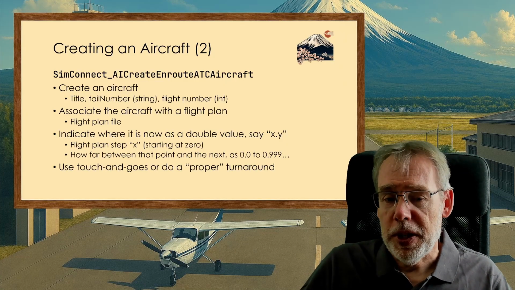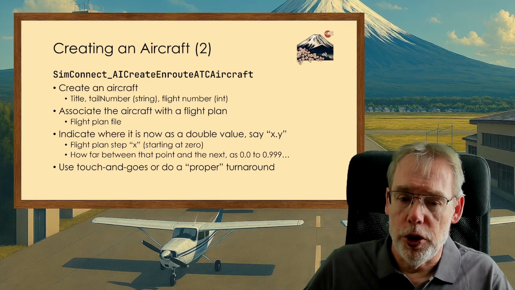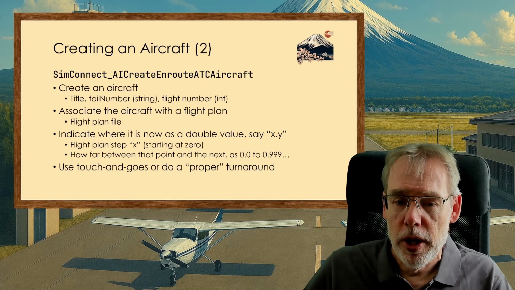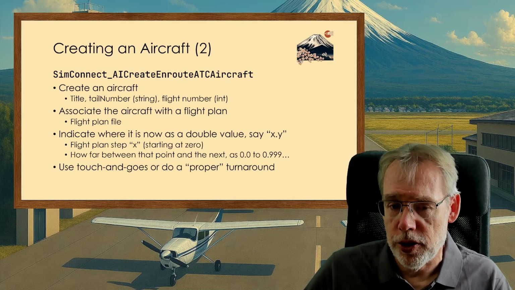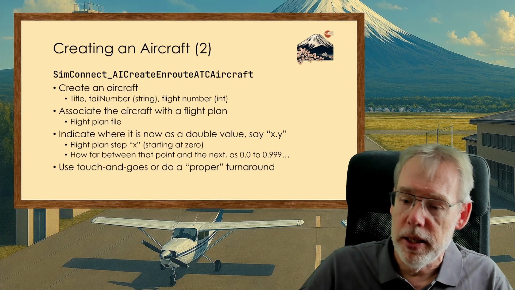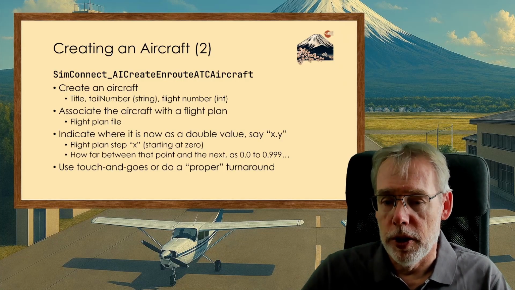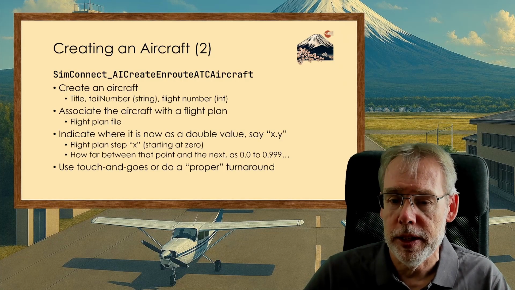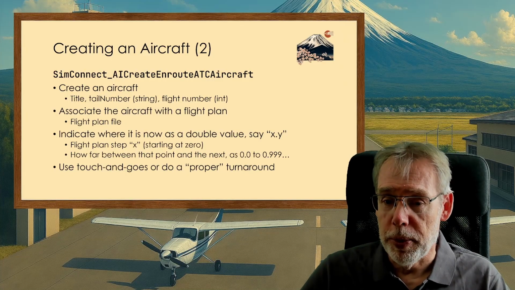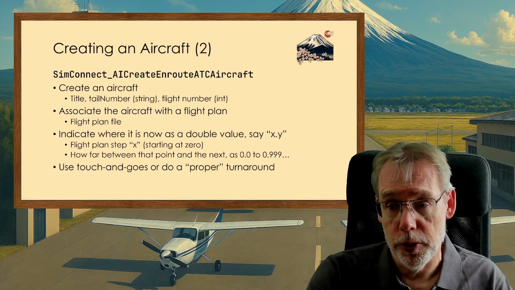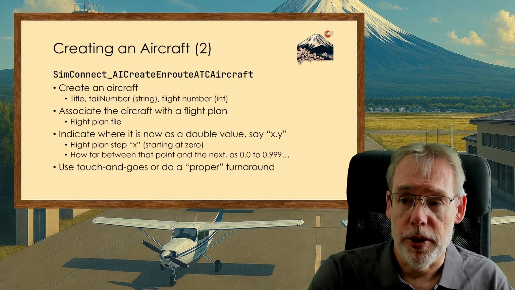Another thing you can specify is whether it should use touch and goes or do a proper turnaround. The difference is if it has to use touch and goes, then it will just land and immediately speed up again and continue on to the next step of the flight plan, whereas with a proper turnaround, it will go to a parking and shut down and wait there for a while before it continues. This is also not what we can use.